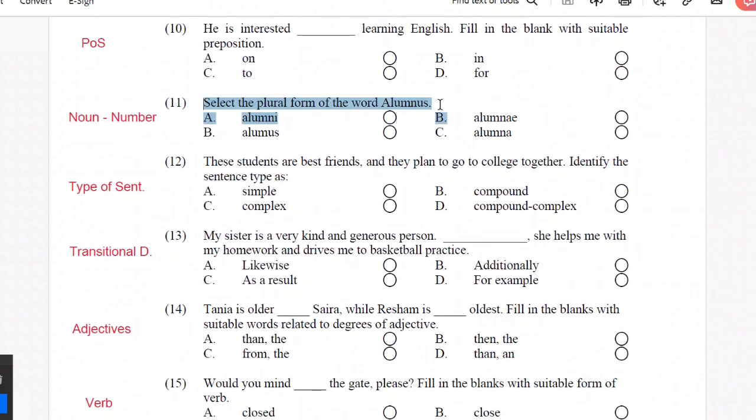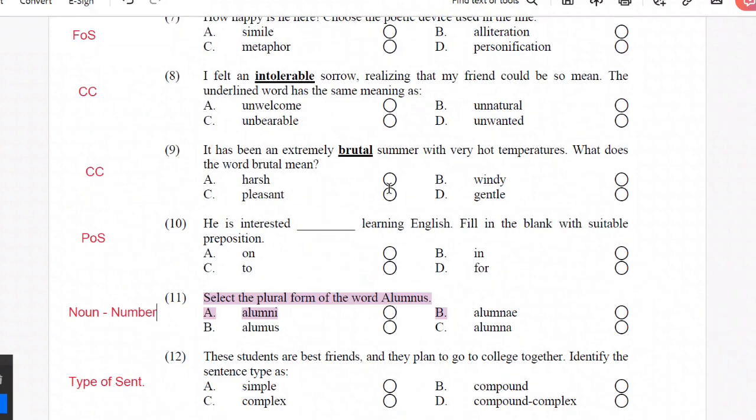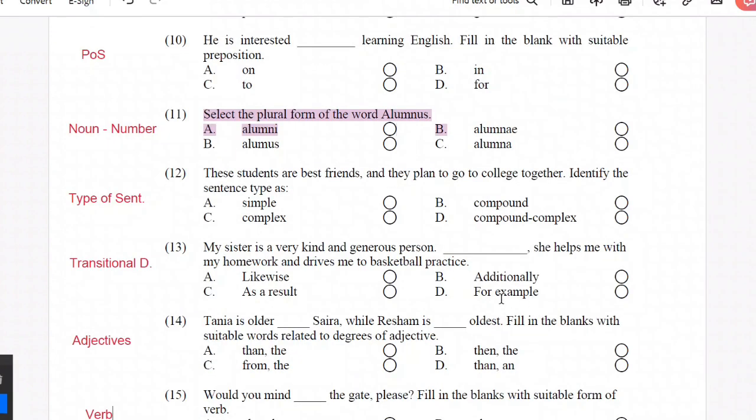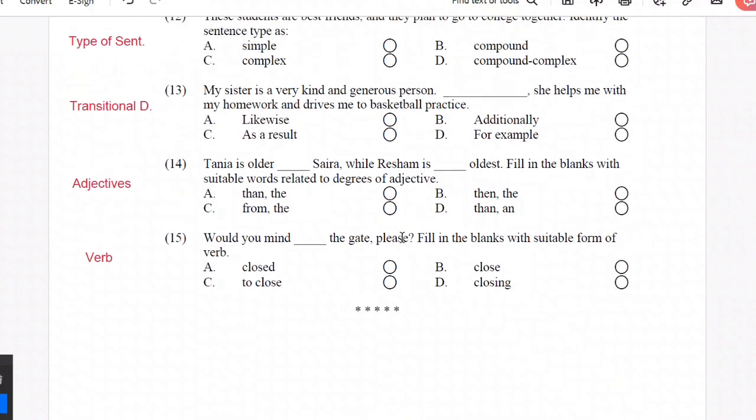Select the plural form of the word alumnus. This is alumni. So you have to prepare noun number, noun gender, types of sentence. Again, we have discussed it just a moment ago. Transitional device, adjectives, verb. So this is pretty much all about the second set.